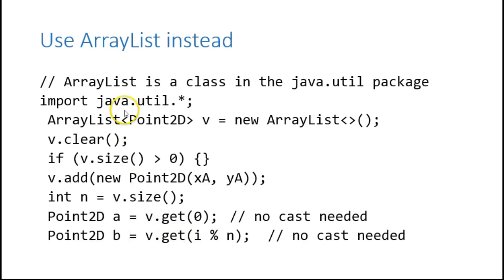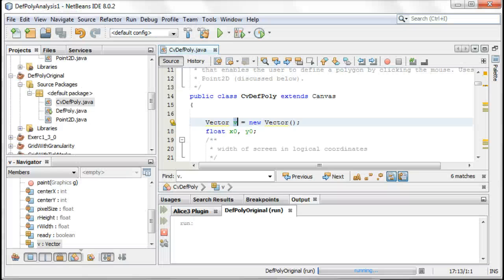So the reason we don't have to cast is that we declare up front with these angle brackets that this is going to be a collection of point2d objects. So this is a technique called generics. ArrayList is a generic class, and that allows us to do our collections that way. So exactly what is this a collection of? It says point2d objects.